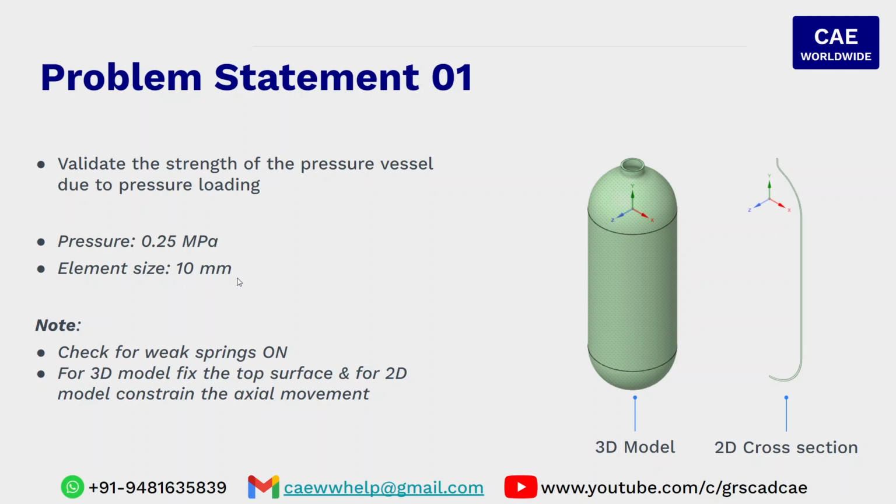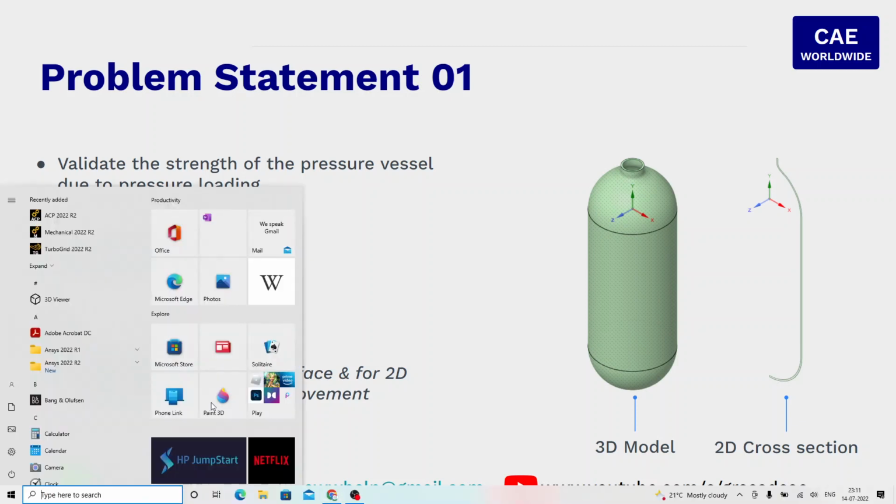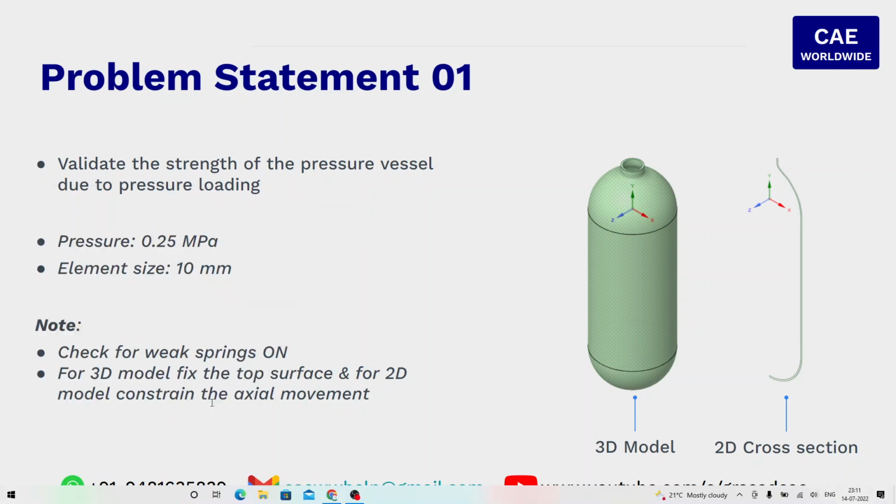For the ease of the analysis, we are going to keep the weak springs on. I will let you know what about the weak springs when we solve it. For 3D model analysis, fix the top surface, and for 2D model constraint the axial movement. These are certain boundary conditions we need to consider while solution to make sure the rigid body motion behavior is not observed. I will tell you that as well. So we'll first open the ANSYS workbench.